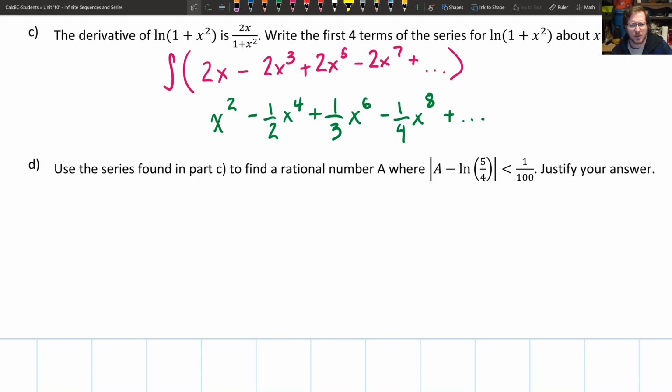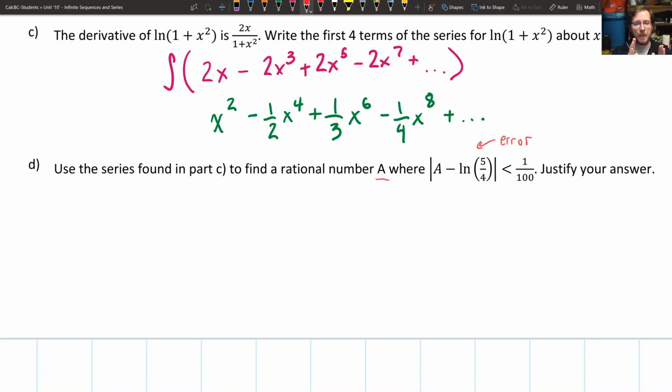All right, so we just took a left turn. To translate what this problem is asking, when it says a rational number A, what they're really looking for is some kind of approximation. Find an approximation of the natural log of 5/4 such that the error, this is our error here, should kind of smell like the error tests we did when we first started talking about these power series. So our approximation minus the actual, which is what we're trying to approximate, natural log of 5/4. But we want that error to be less than 1/100th.